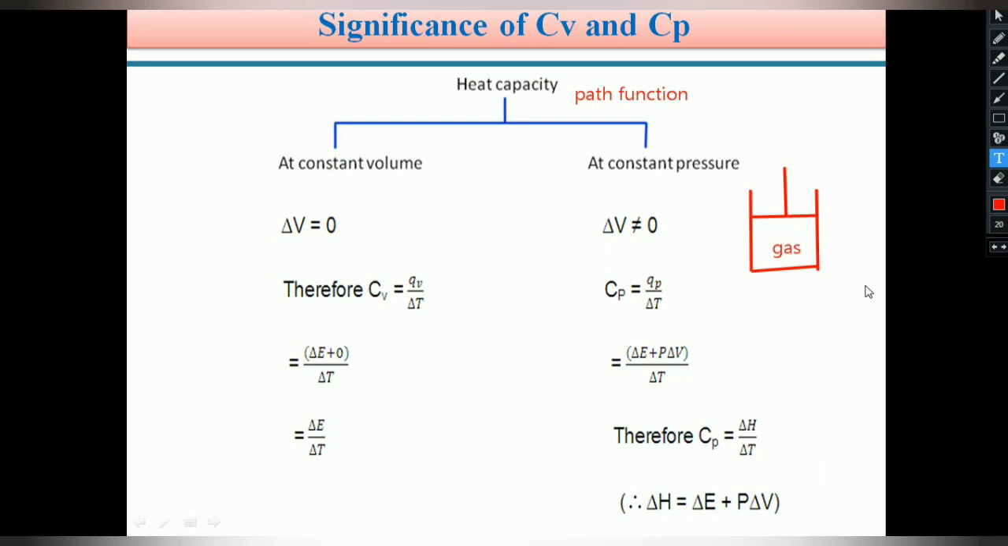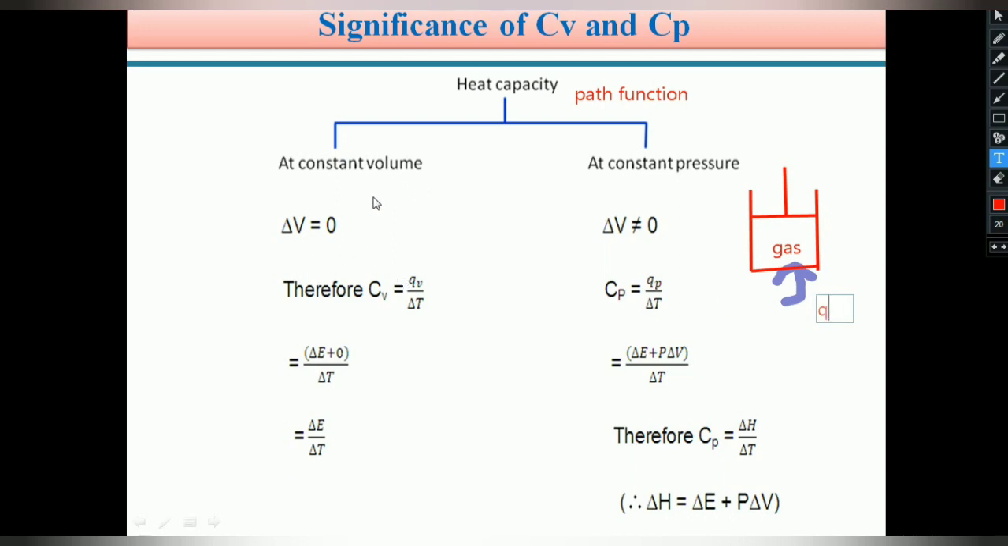In order to calculate heat capacity, the quantity of heat Q is given to the system to raise the temperature of unit mass of the substance by 1 degree centigrade. So, the amount of heat given to the system raises its unit mass of the substance by 1 degree centigrade. But at constant volume, what will happen?